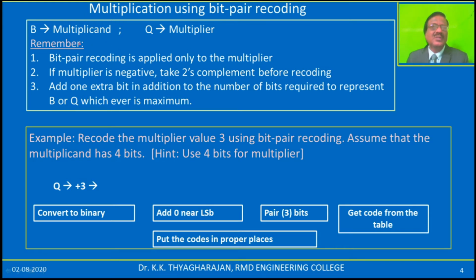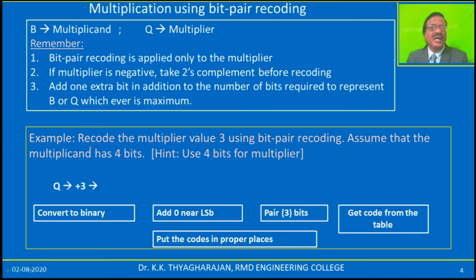For example, if multiplicand is using 4 bits, then multiplier is using 3 bits, then you have to consider 4 bits as the maximum number of bits used. With these 4 bits, you have to add one extra bit at the left side. So you need 5 bits. The recoded value should have 5 bits.